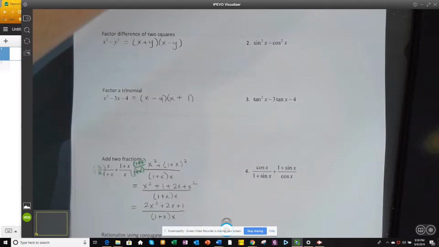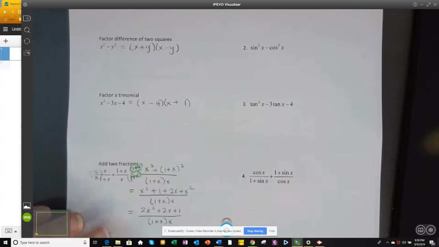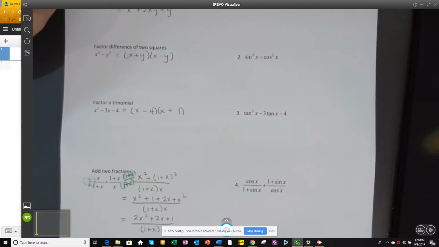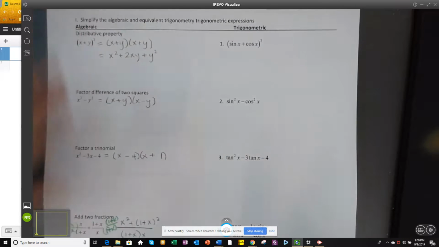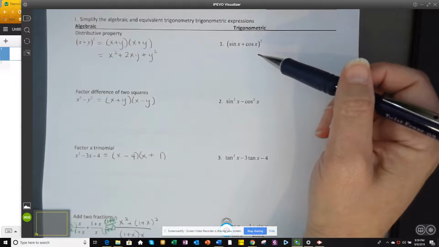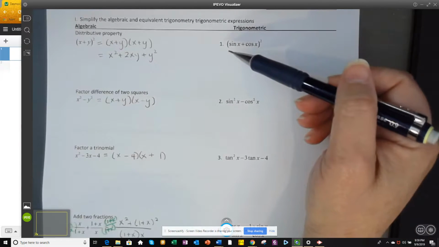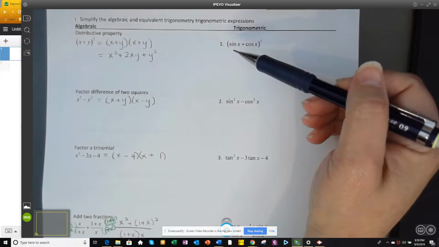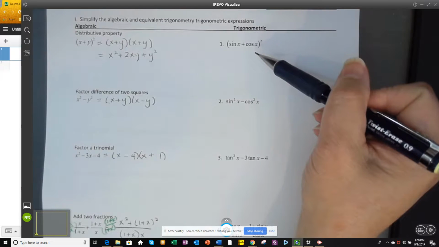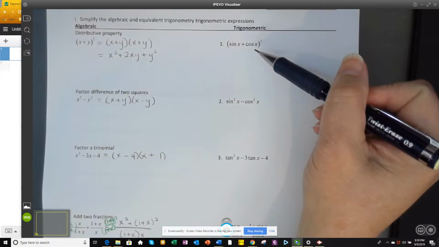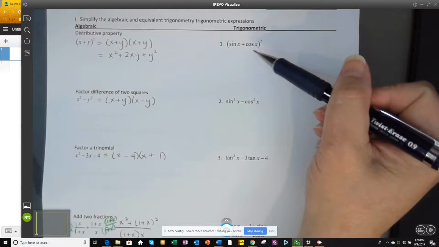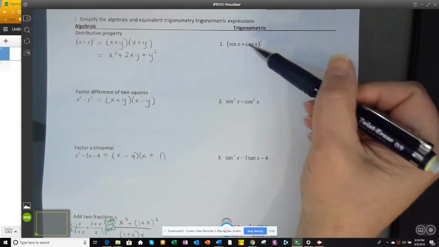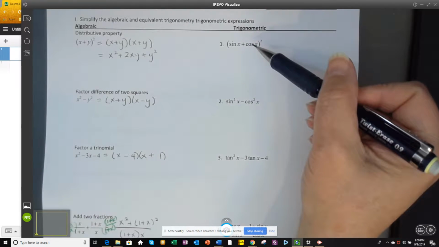A variable is just a placeholder for a value, some number. And if we think about it, we could do some algebra with trig, because sine of x is just a placeholder for the ratio of the opposite over the hypotenuse, which is just a number. And the cosine is a placeholder for the adjacent over the hypotenuse, which is also just a number. So we can treat the entirety of sine x and the entirety of cosine x like it's a variable.